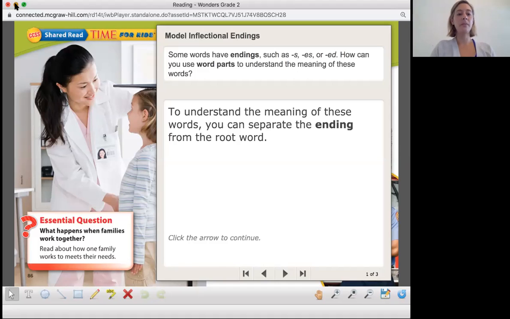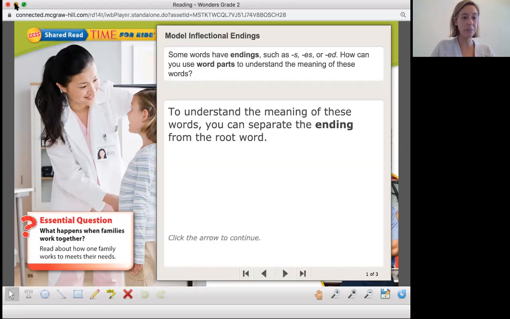Okay, so let's keep reviewing. We have ES at the end. If we have ES at the end of the word, we know from our past lessons that that means plural. So like the word box. If we add ES to the end of that, boxes, that means more than one.